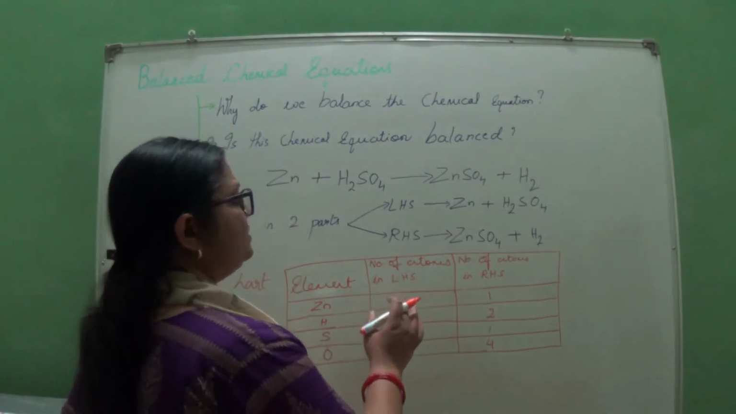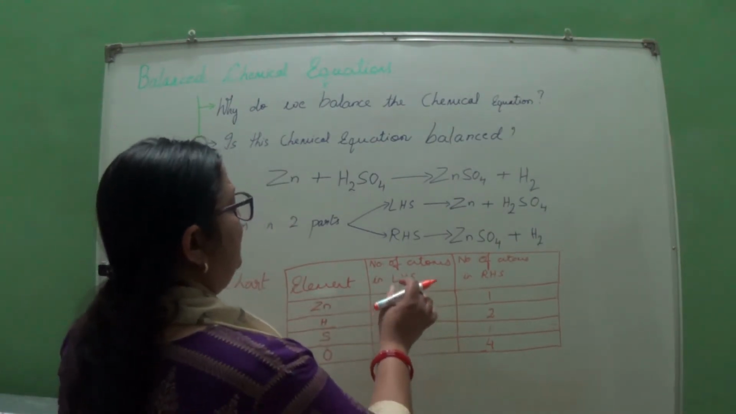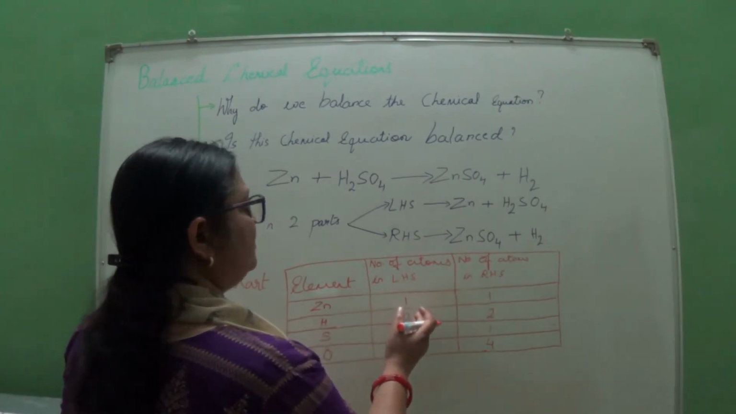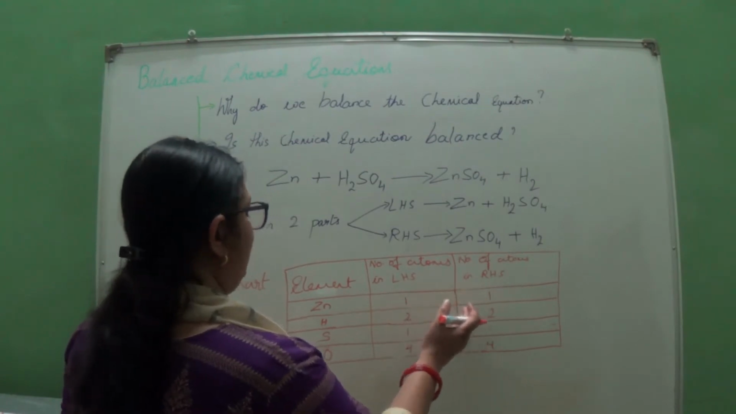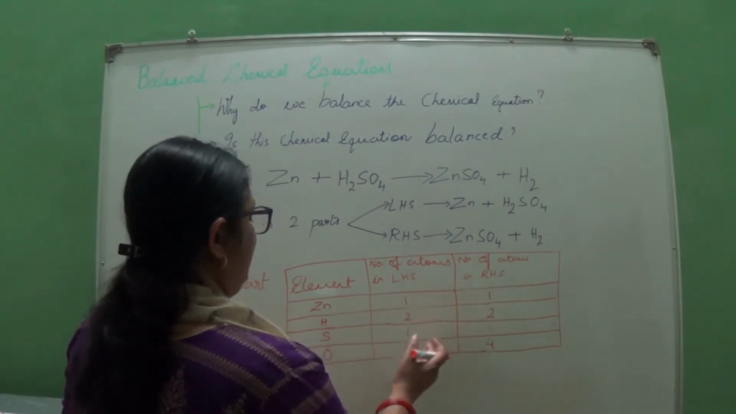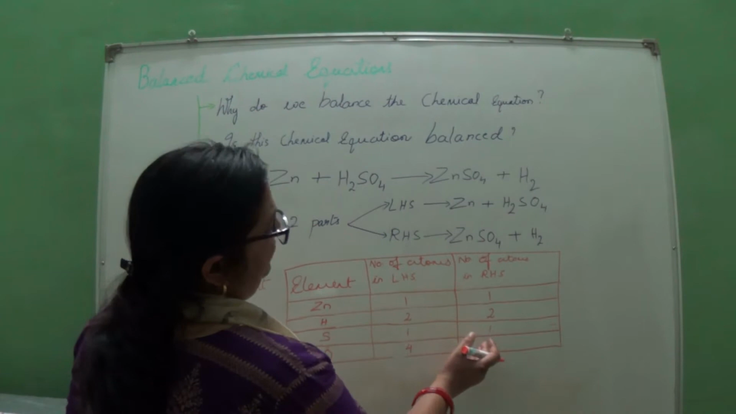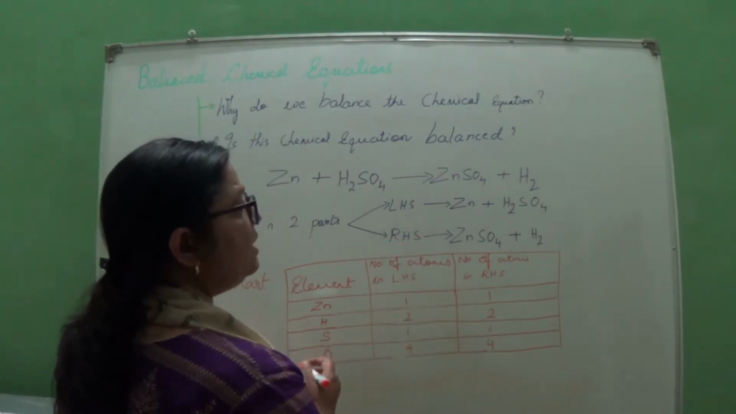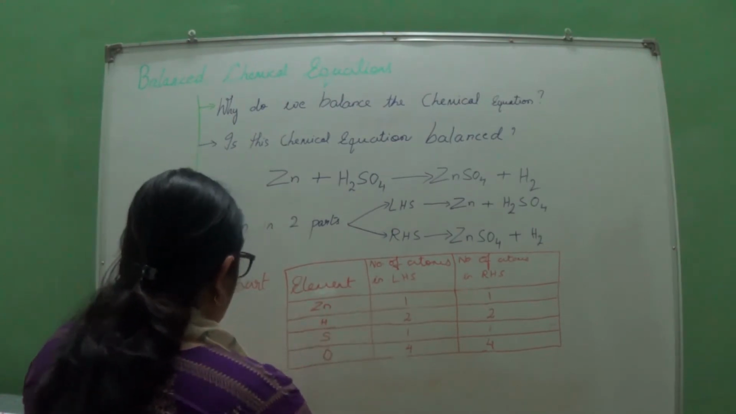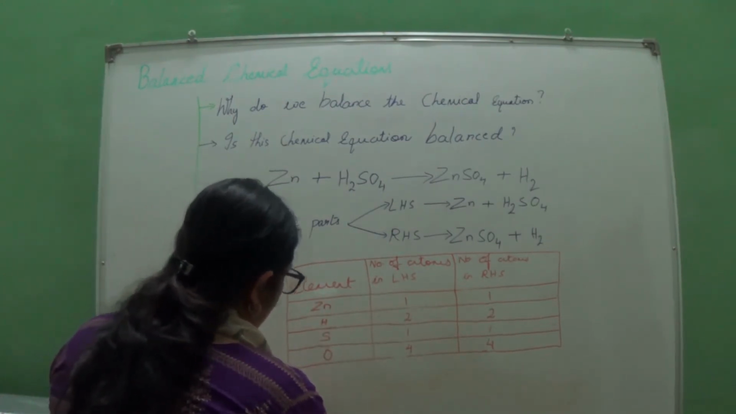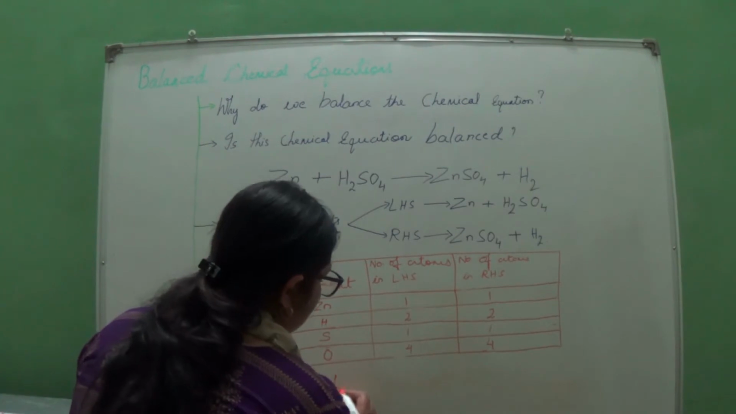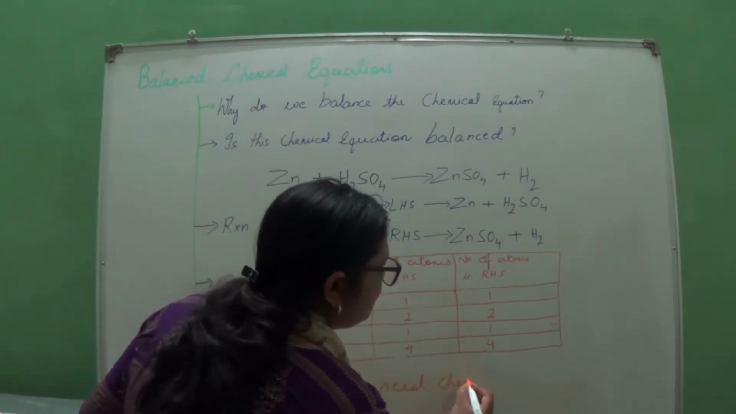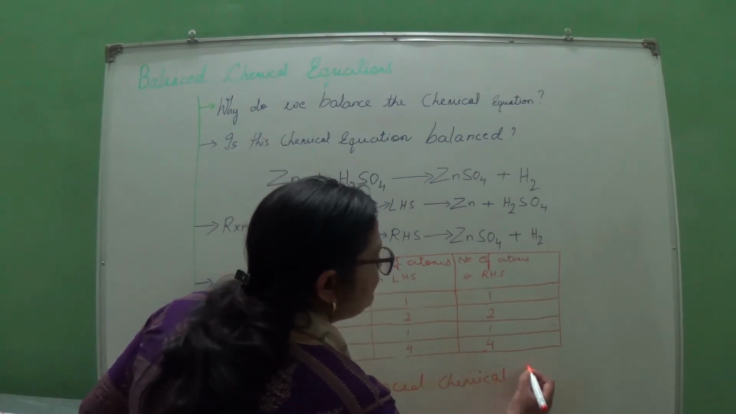Now see the chart. For zinc, the number of atoms on the left hand side and the right hand side is equal. In the case of hydrogen also it is equal, in sulfur also it is equal, and in the case of oxygen also it is equal. So what can we say about this equation? This is a balanced chemical equation.